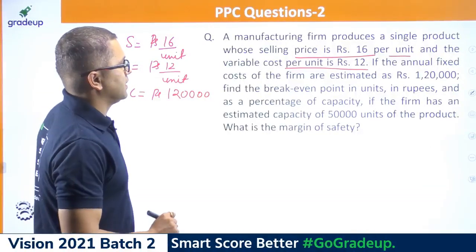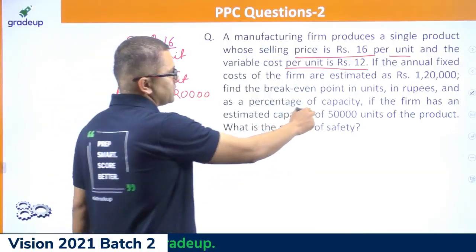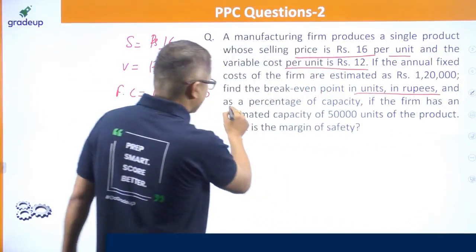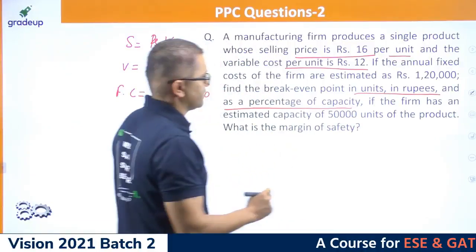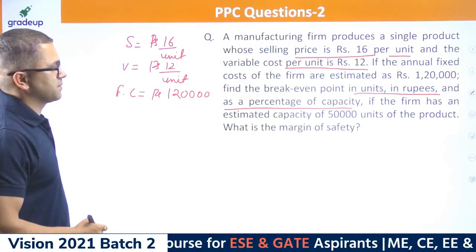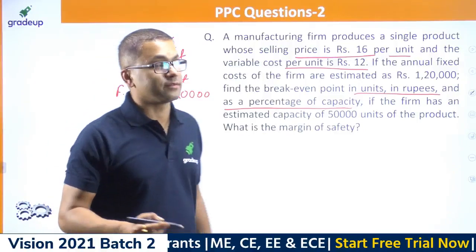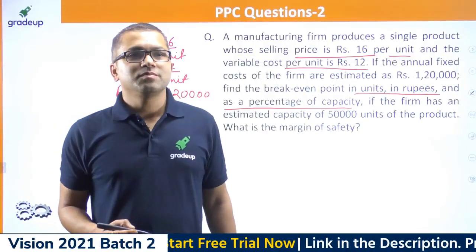Find the break-even point in units, in rupees, and as a percentage of capacity, if the firm has an estimated capacity of 5,000 units of the product. So can you please try this?